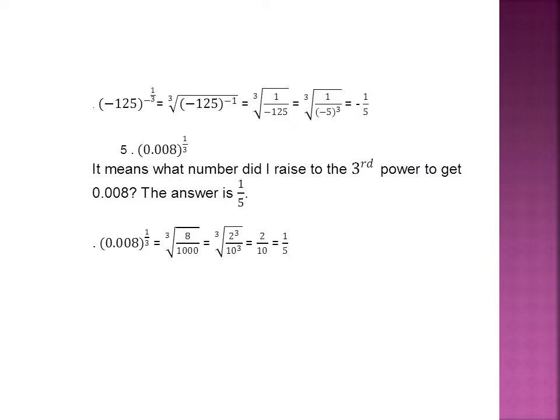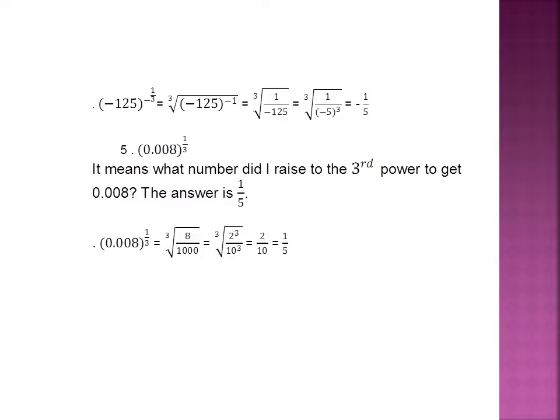The final example, if we have 0.008 in a parenthesis to the power 1 divided by 3, it means, what number did I raise to the third power to get 0.008? The answer is 1 divided by 5.